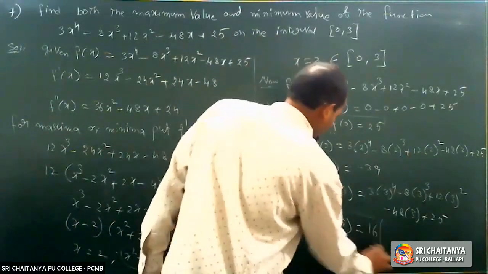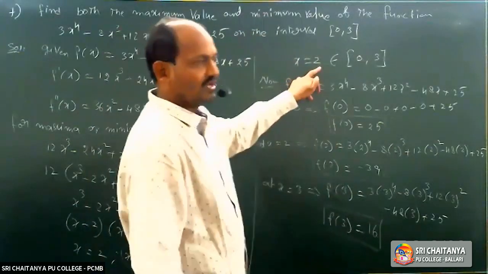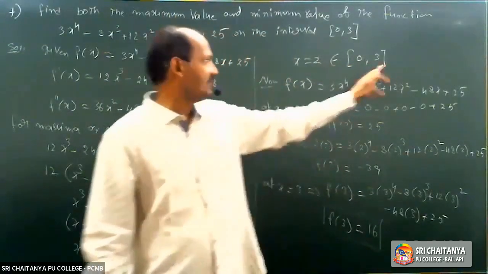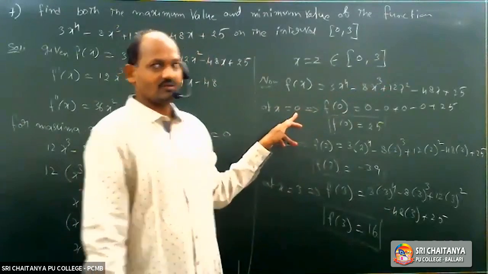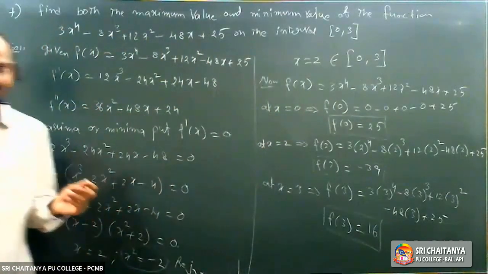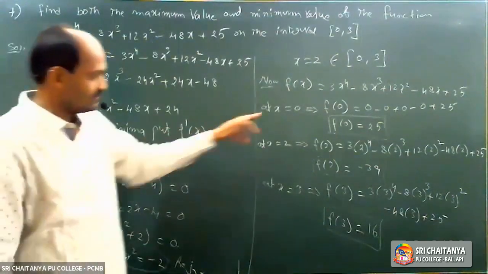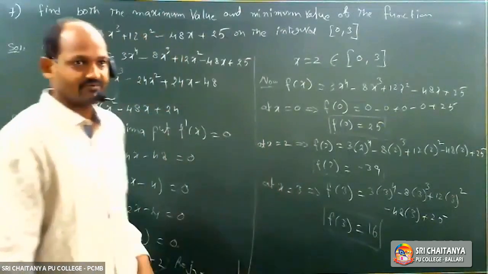So total how many values? 3 values. X equal to 2 is in between 0 to 3. Find f of 0, f of 2 and f of 3.